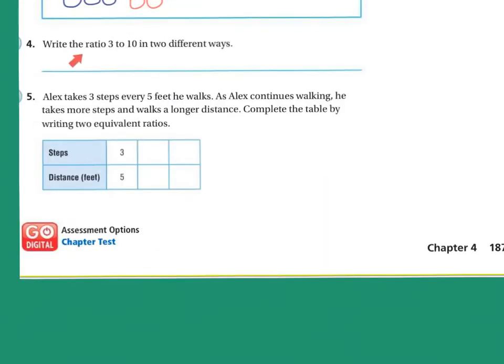The next one asks us to write a ratio 3 to 10 in 2 different ways. Well, I could write it 3 with my colon to 10, or I could say 3 to 10.